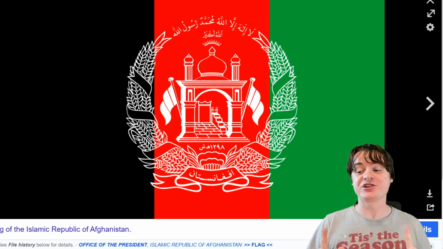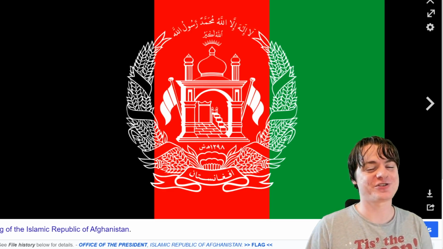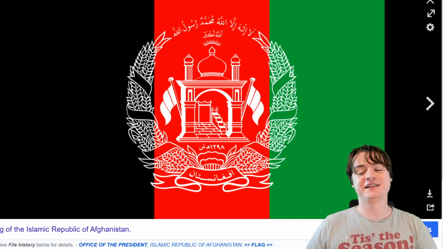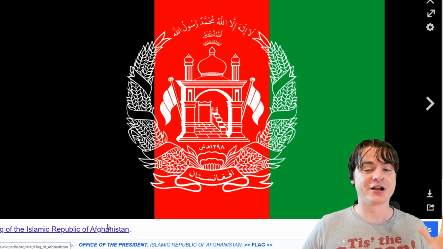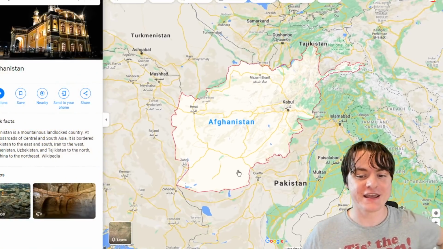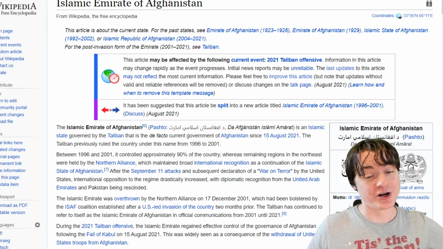A question: which country does this flag belong to? You might think you know, but it's actually a trick question, because there is no sovereign nation that exists today that uses this flag. This is the flag of the former Islamic Republic of Afghanistan. You might think that's the country that takes up this territory right here, but actually this country is ruled by the Islamic Emirate of Afghanistan.